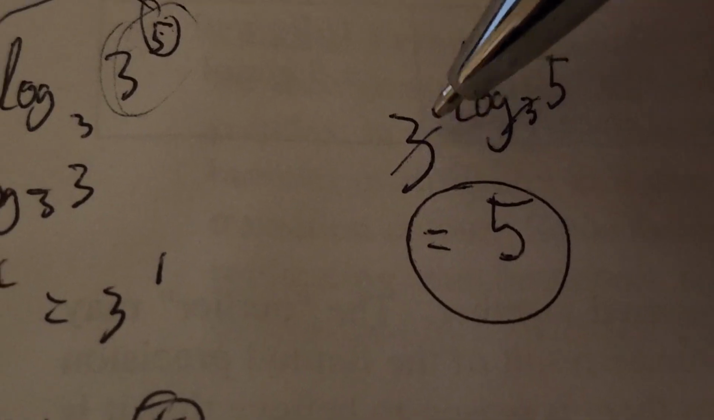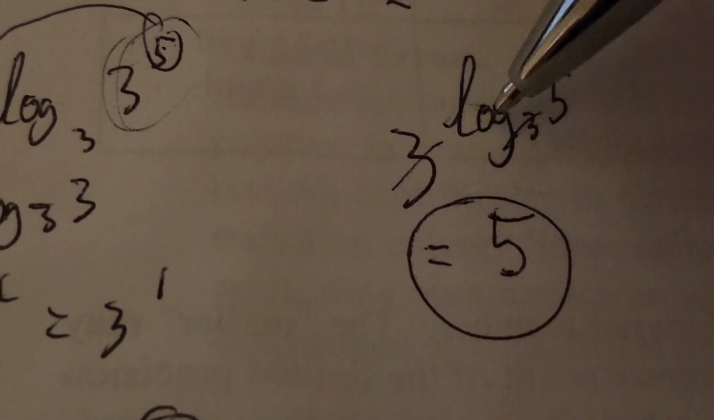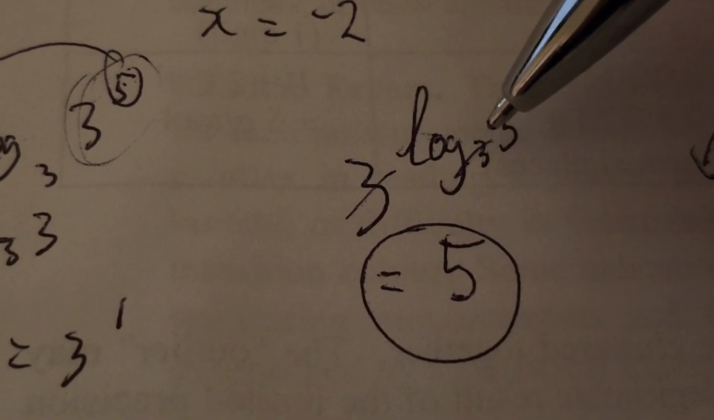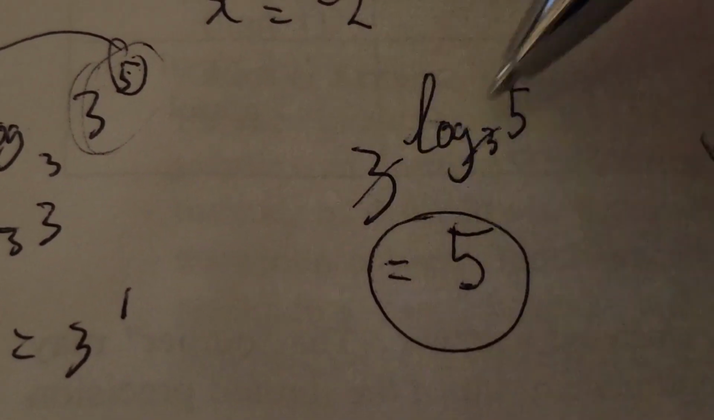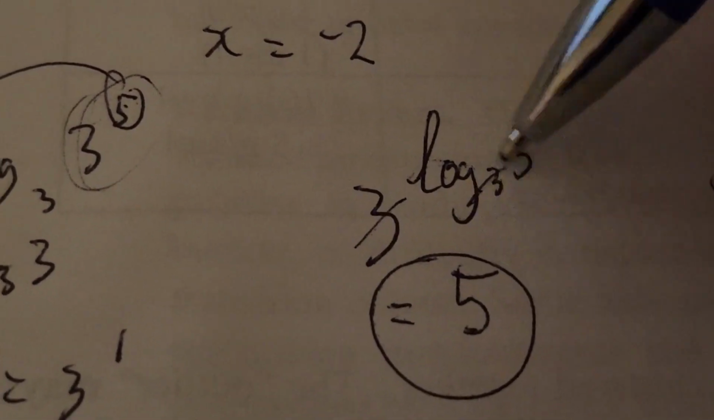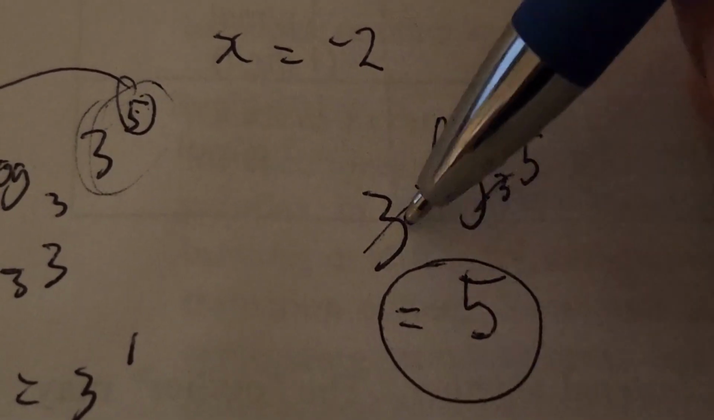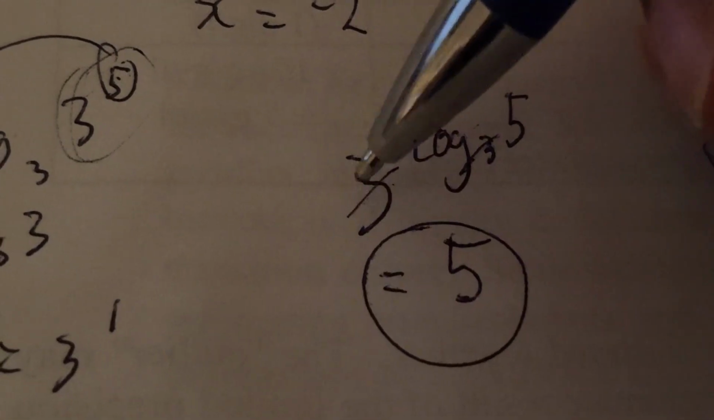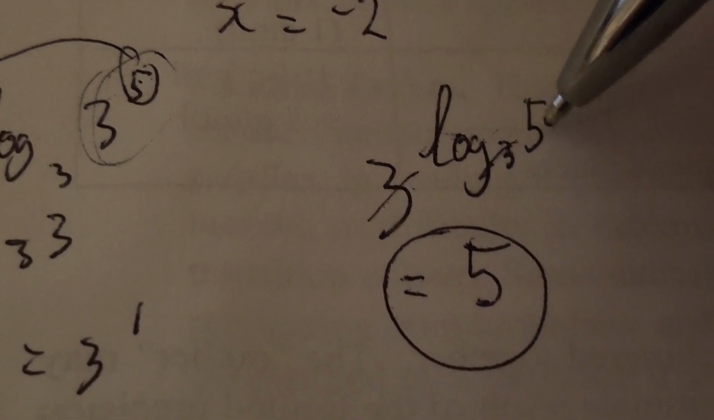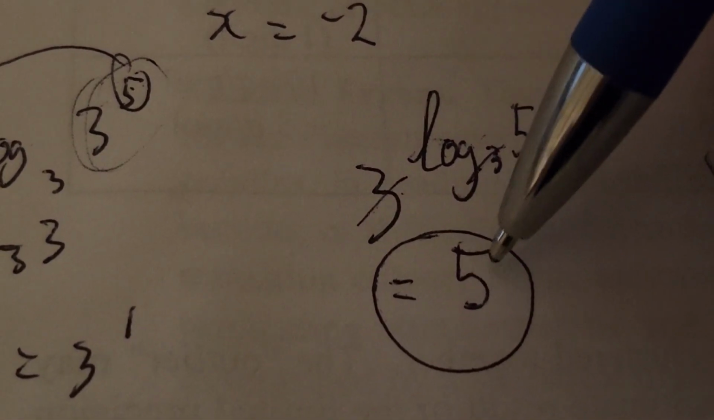Okay, that's all. And then your second log rule that you know is that if there's a number, let's say the number is a, here it's 3, and it's raised to the power of a logarithm with the same base, basically, because this would be the base of the exponential, and this would be the base of the log. If they're exactly the same numbers, then they basically just cancel out. So 3 to the power of log base 3 of 5 would just equal 5, okay?